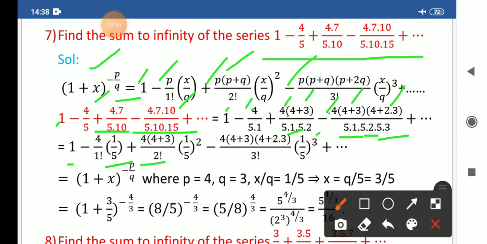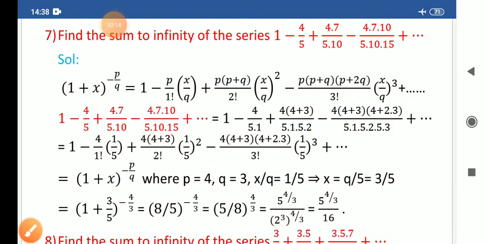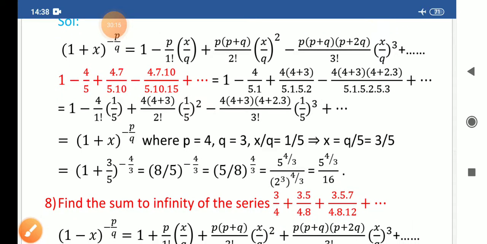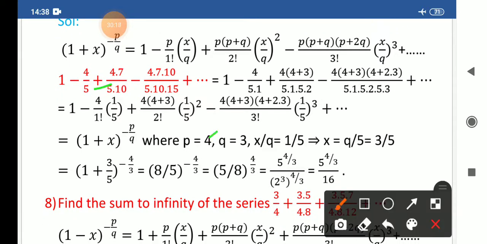5 into 5, 5 square, 1 by 5 whole square. Similarly, 1, 2, 3, that is 3 factorial, 1 by 5 whole cube. Okay, 4 into 4 plus like this. So comparing with the formula for (1 plus x) whole power minus p by q, what is p? Here p is 4, q is 4 plus 3, q is 3, x by q is 4 by 5. From this x is equal to q by 5, q is 3, 3 by 5.